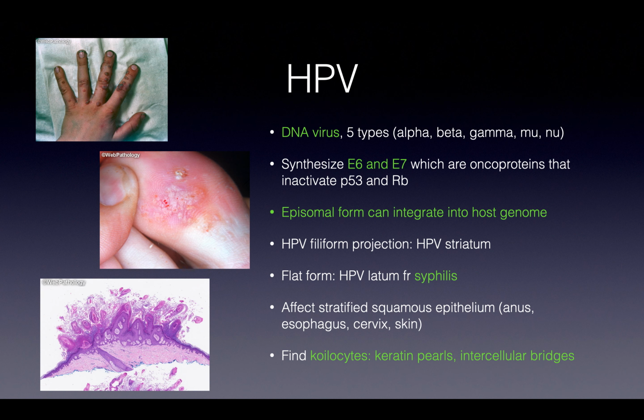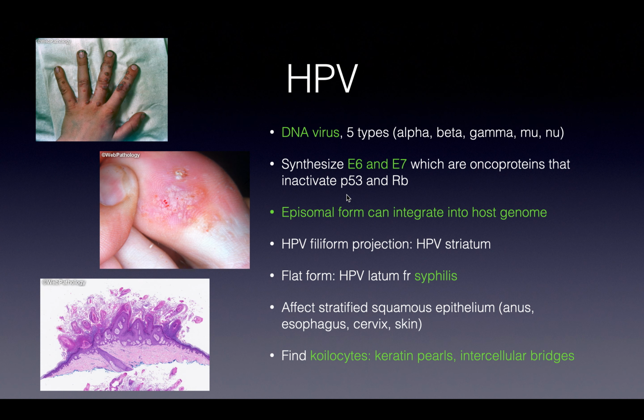HPV is a DNA virus. There's 5 types, and they synthesize E6 and E7 oncoproteins that inactivate P53 and retinoblastoma. So the P53, once again, is going to regulate the apoptosis, and the retinoblastoma is going to allow the cell to go through all the checkpoints. There are the episomal forms of HPV, which is the more important form because that integrates into the host genome, and that can spread the cancer.